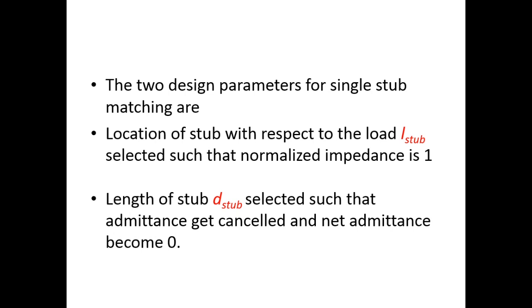Okay, so what we are doing is, by selecting a point B or by selecting L stub, the net normalized impedance is taken as 1. So when we select a point like that, there will be a net admittance which will be plus or minus jB. That has to be cancelled. That is done by selecting the length of the stub. This is the basic logic of how we are selecting the values L stub and D stub.